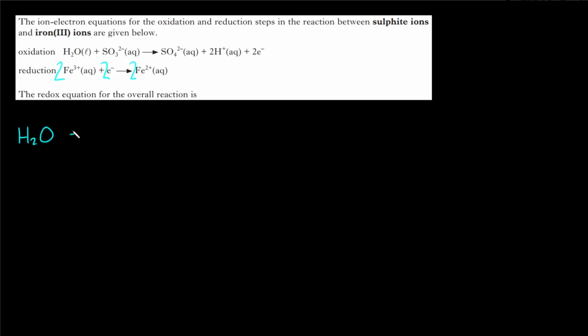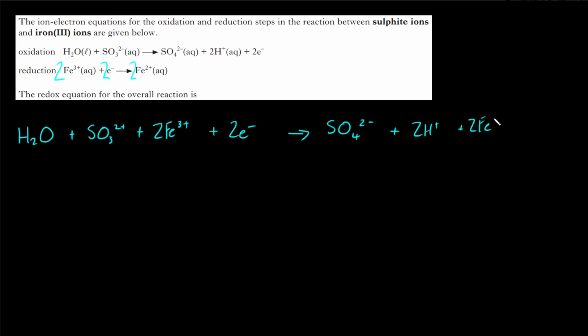So I've got water plus these sulfite ions, and that's everything on the left hand side, so I'll stop now when I get to the arrow and go to the reduction step, plus these 2 Fe3+ ions plus 2 electrons is turning into our sulfate ions plus 2 H+ ions plus 2 Fe2+ plus 2 electrons. So I've written out now everything in both of those equations into one line.